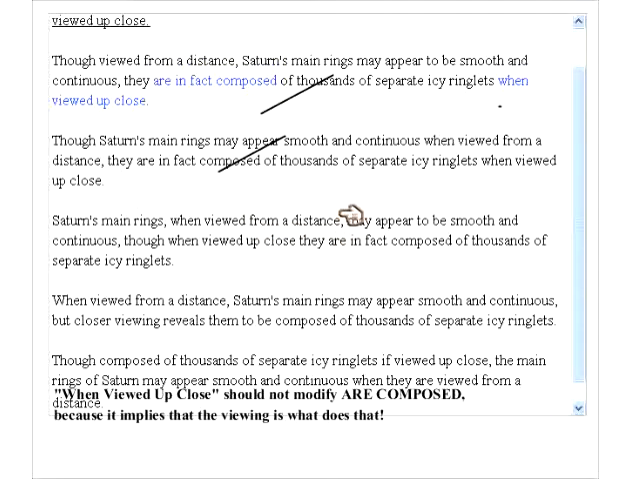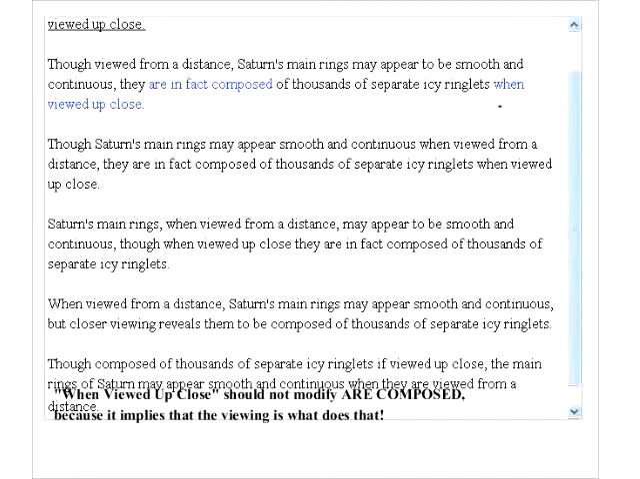Now let's look at C. Let's look at both. What is when viewed from a distance modifying? So remember, you can't actually modify nouns with when, right? We've already talked about this. So it can't be rings. I know that's what it's touching, but touching only matters when you're modifying a noun. It's actually appear. Appear is a verb, right?